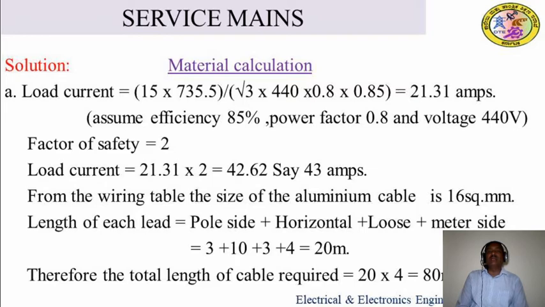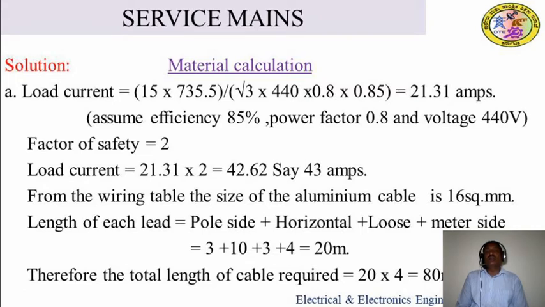The horizontal span length is already given as 10 meter, which we take as it is, and looseness is 3 meter. In the previous single-phase problem, the looseness we took was 1 meter for sag. Here there are 3 leads, each lead should be 1 meter, which means 3 meter of sag, plus 4 meter should be taken for the meter side. So the total length of cable required for 1 lead is 20 meter.